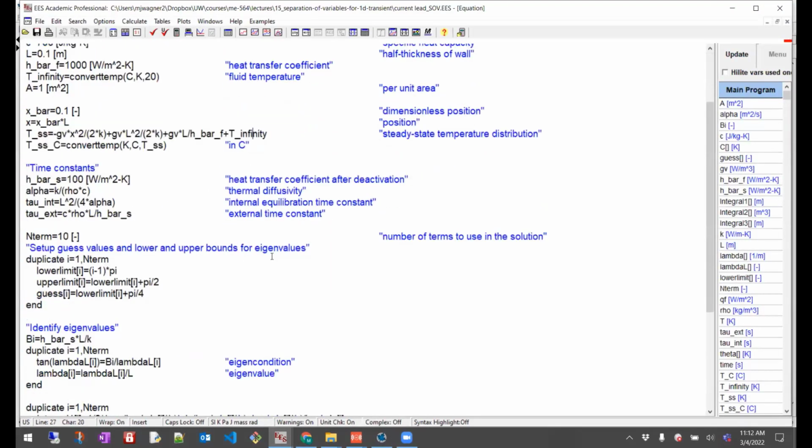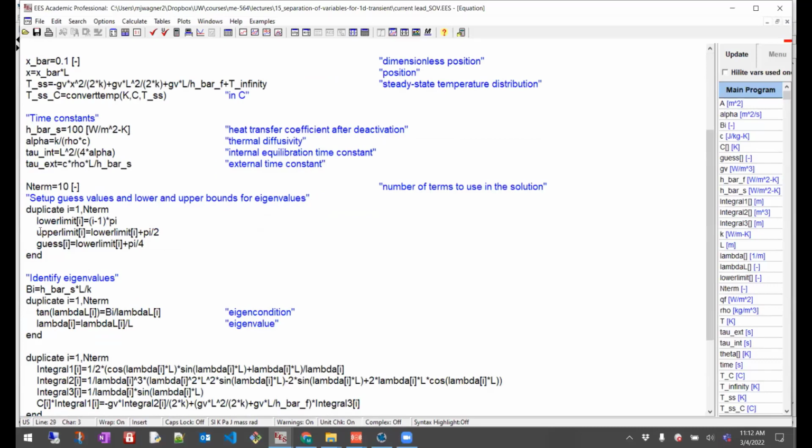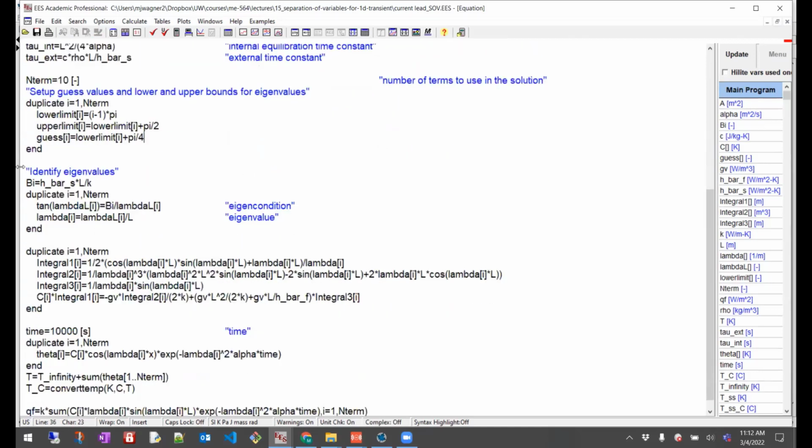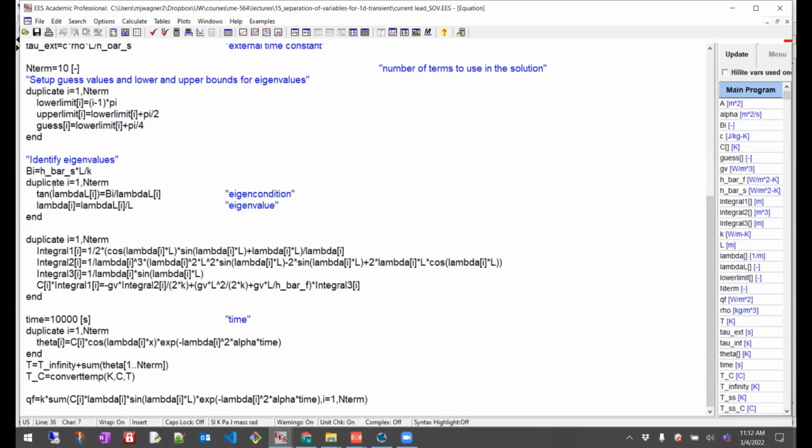Okay, so this is this problem implemented in EES. Again, it's the same thing you've seen before. We've got our eigenvalue solution here, or the guesses here, and then the eigenvalue solution here, right? And then now we're duplicating, but we have 3 integrals for this particular problem that we're implementing. So for each of the lambda i's, we have this integral solution, and then this is the equation that we use to get the constants from that. That's our boundary condition. And then here's our full solution implemented down here.